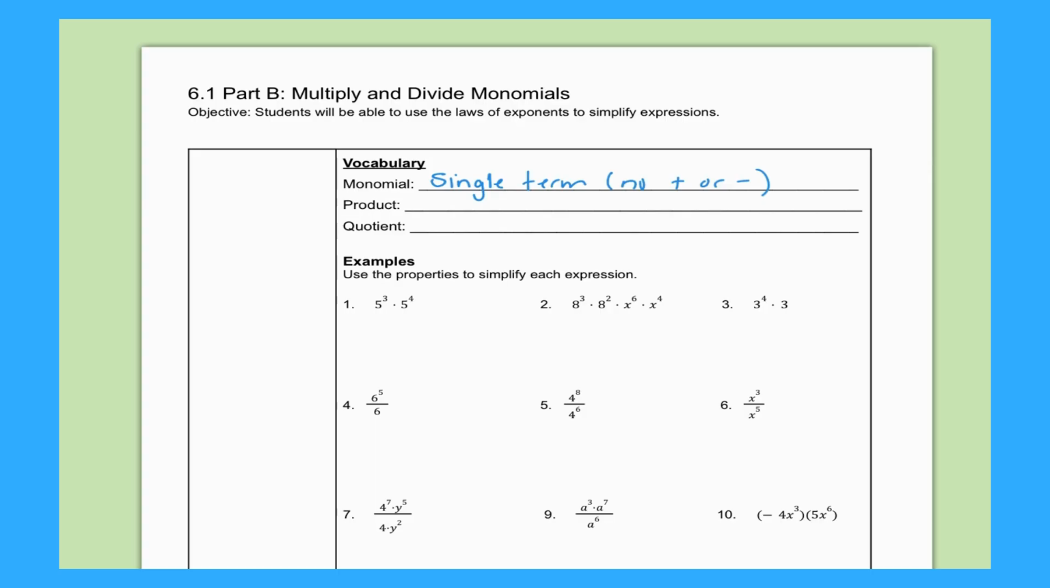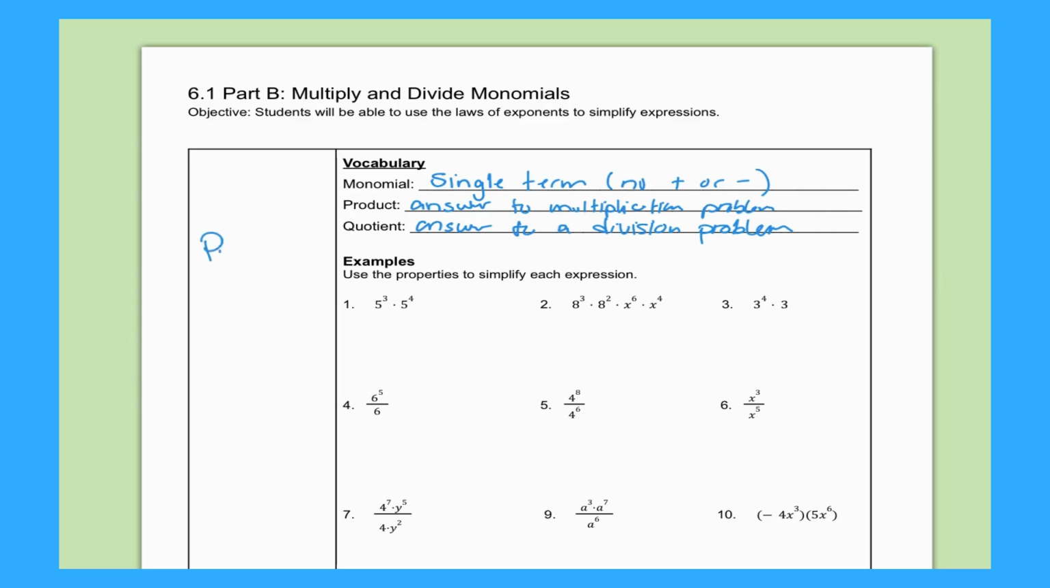If the directions say to find the product, that is the answer to a multiplication problem. And if it asks us to find the quotient, that's the answer to a division problem. Okay. So let's go over the rules that we found, or the shortcuts that we found when we were doing this activity before this lesson.